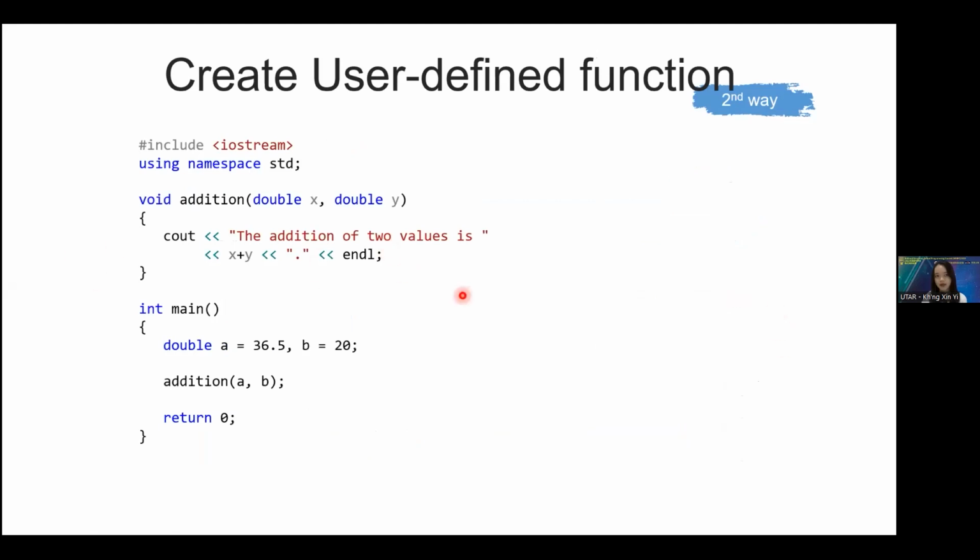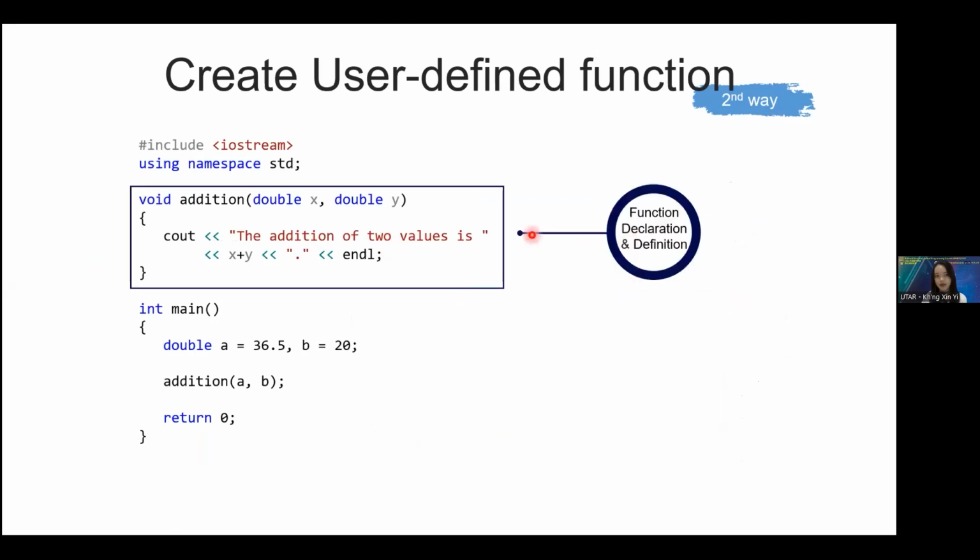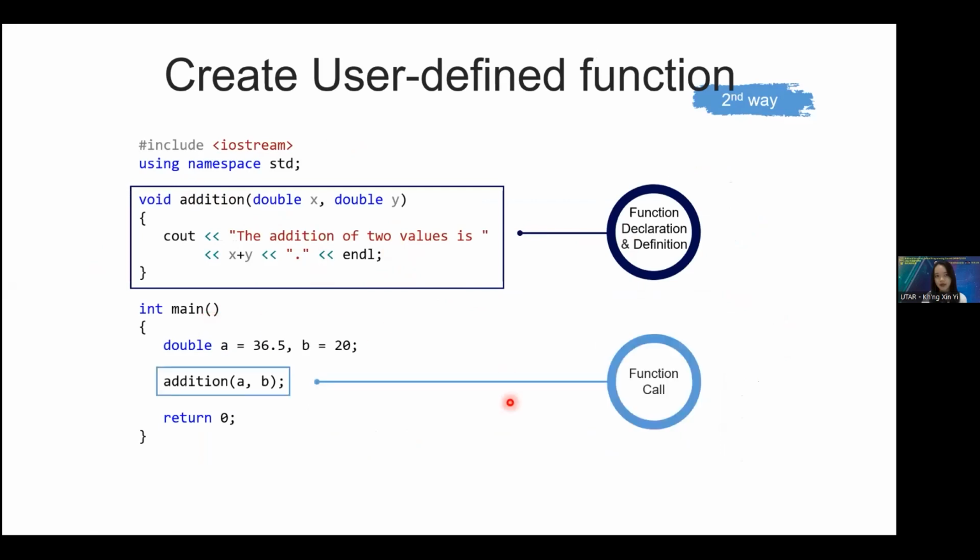This is the case where you can write a function in another way: you can include the function definition and move it before the main function. Then only after that do you proceed to call the function in the main function. So you might ask me why we can just skip the function declaration and write the function declaration and definition at the same time.